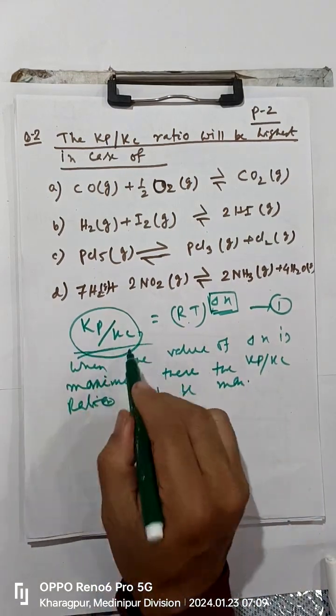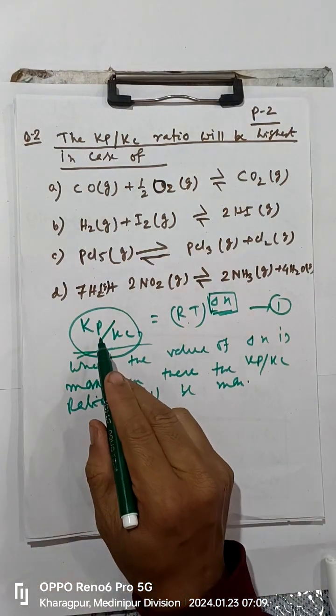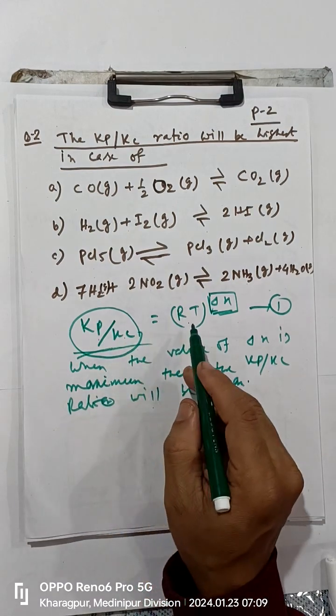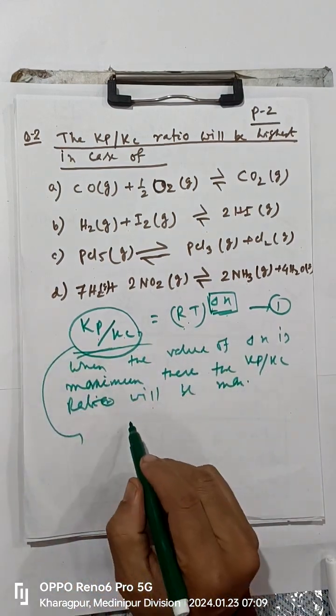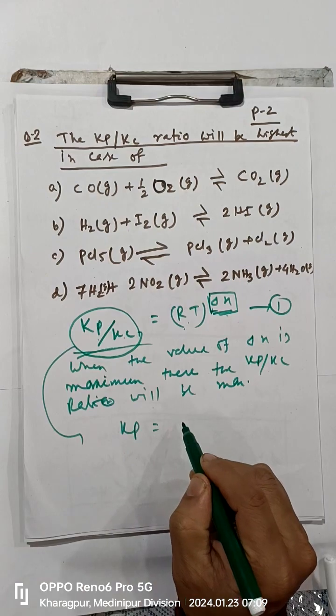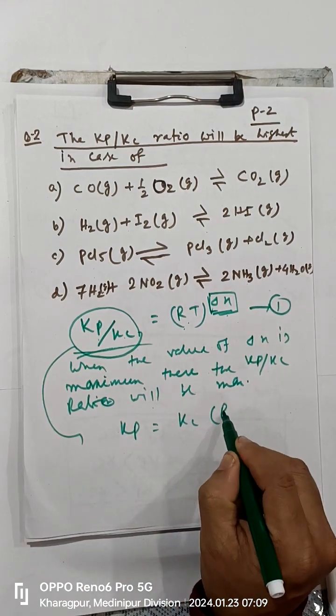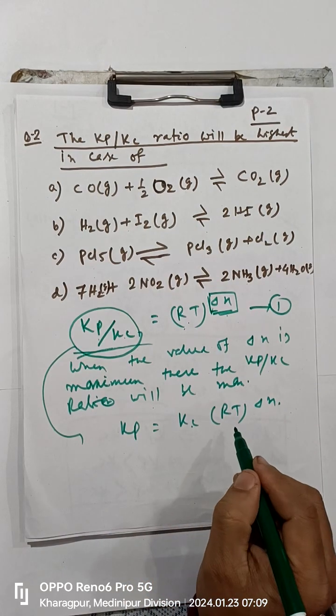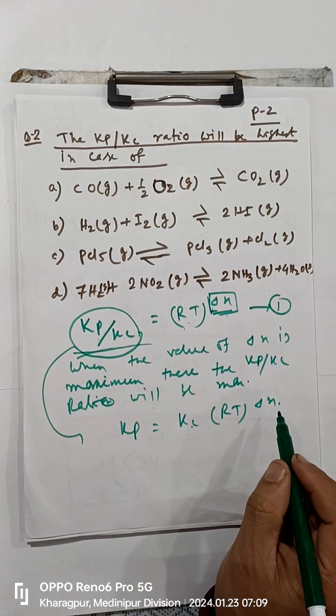It is clear for all of you. This is simple mathematics. All of you know that Kp by Kc ratio is equal to RT to the power delta n. Where does it come from? Kp is equal to Kc into RT to the power delta n, so Kp by Kc will be RT to the power delta n.